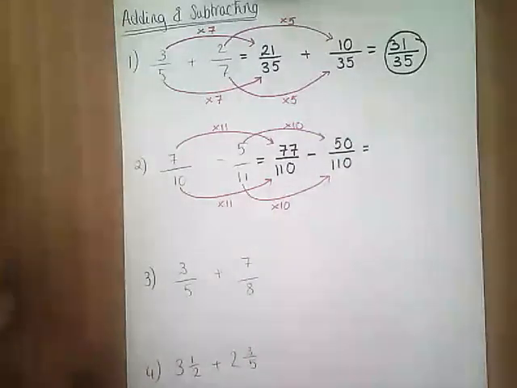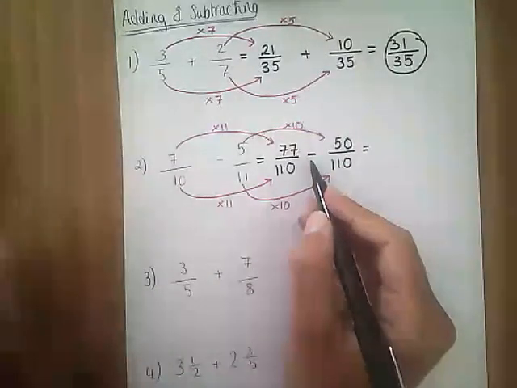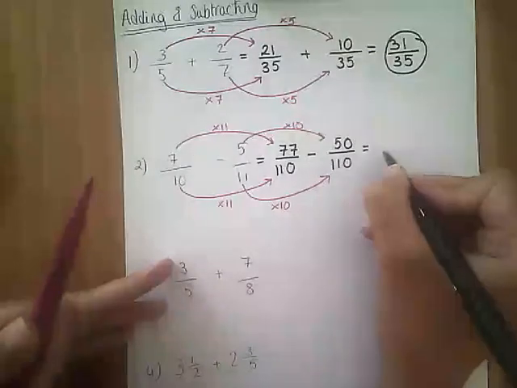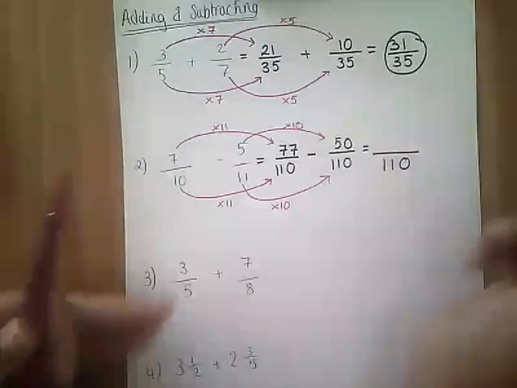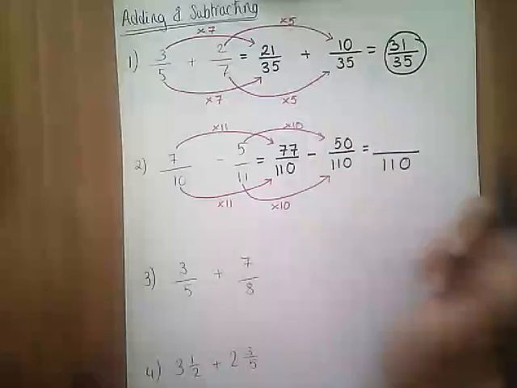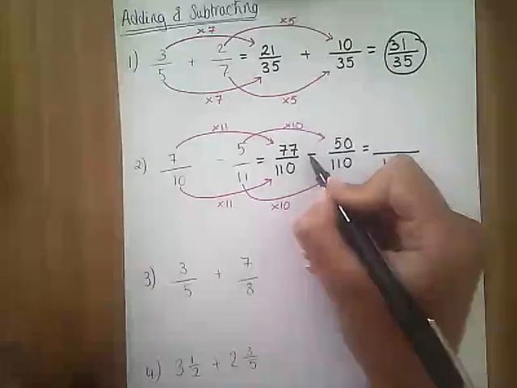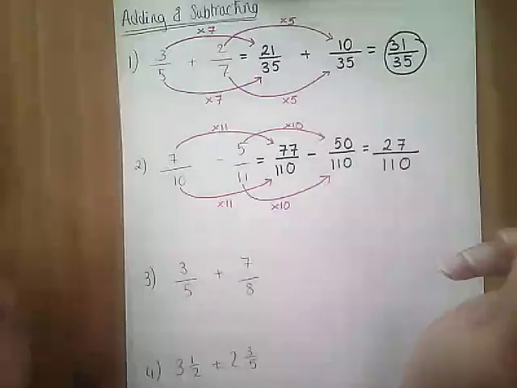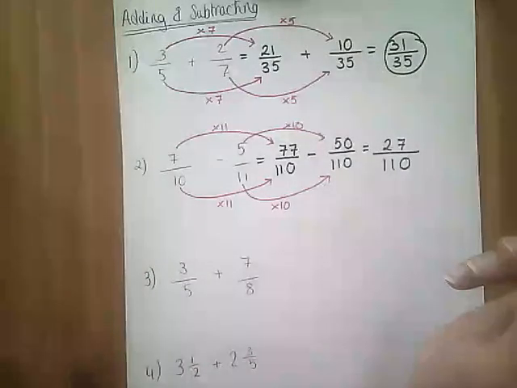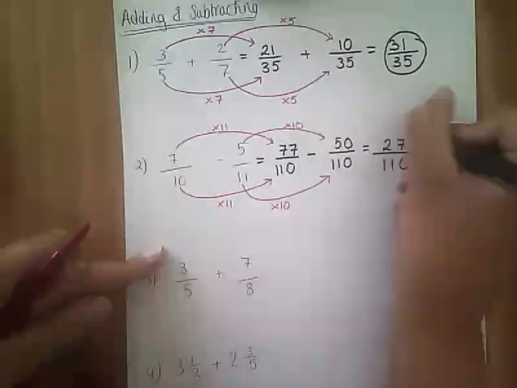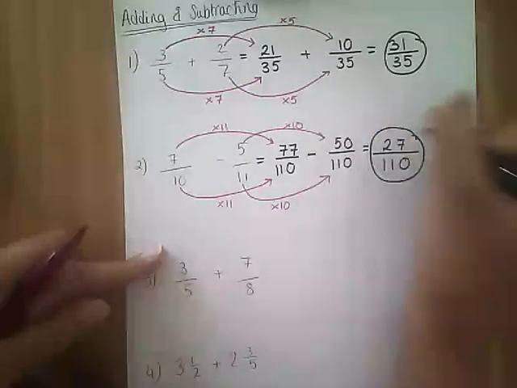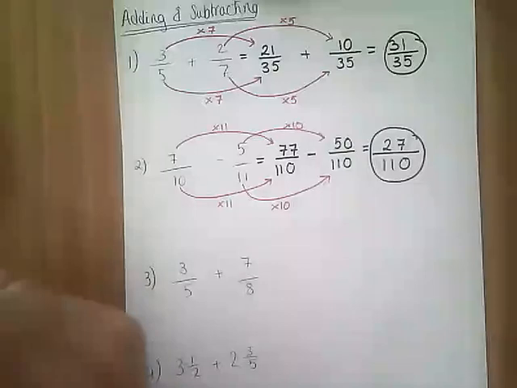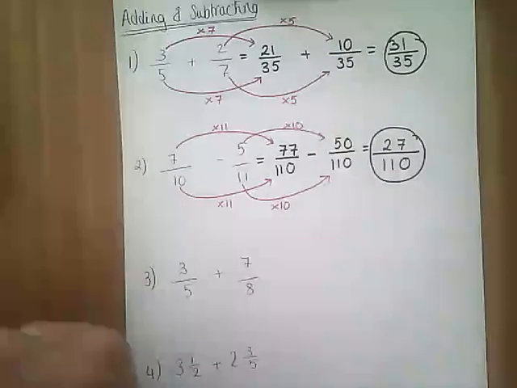Now this time be careful, it's asked us to subtract. So when we subtract, again the bottom stays the same, so the bottom stays as 110, and we've got to do 77 take away 50. Well, 77 take away 50 is 27. 27 over 110 is our answer. If we could simplify it, we can, but there is no number that goes into 27 and 110.